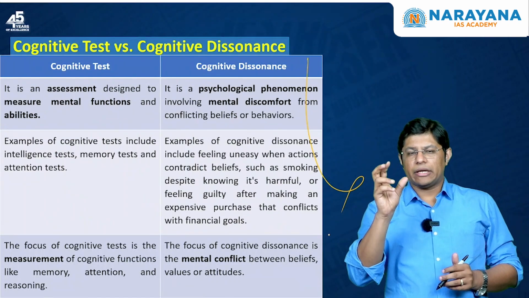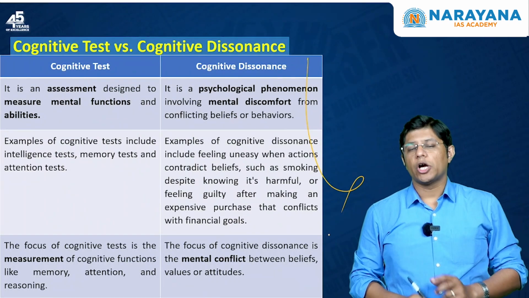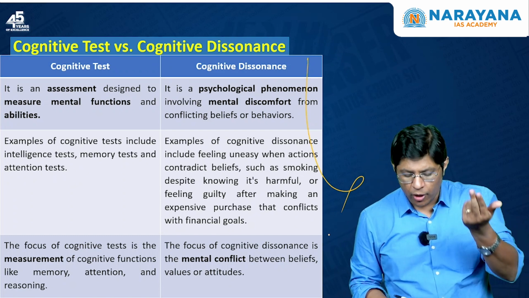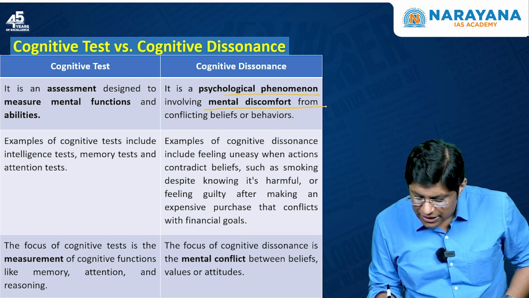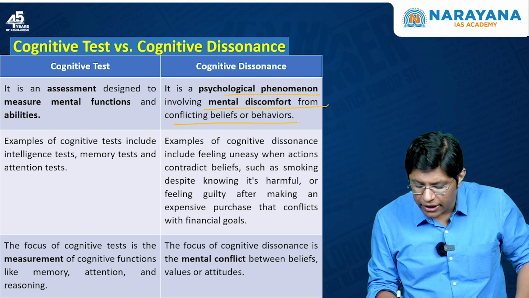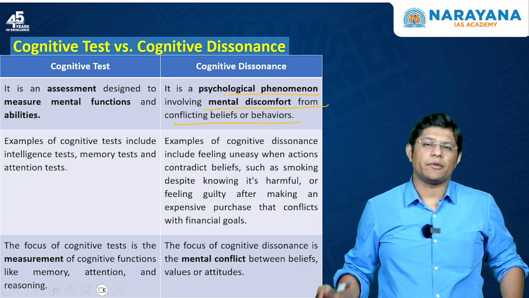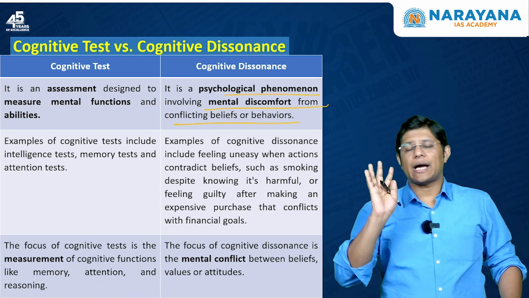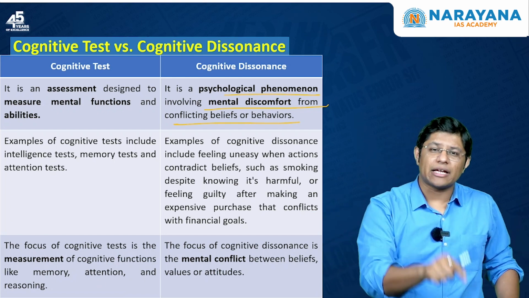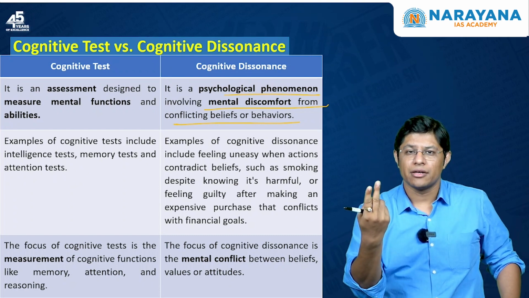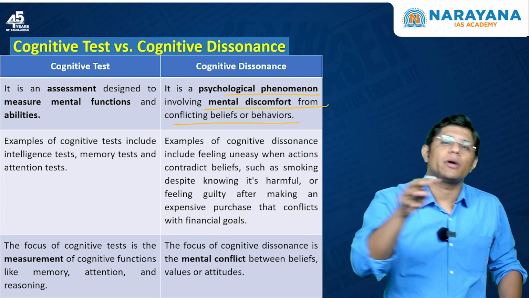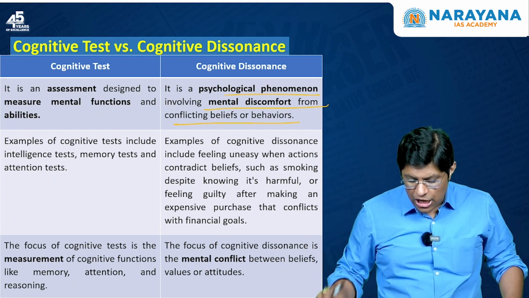there's a concept in GS Ethics Paper 4, which is cognitive dissonance. Now, what is cognitive dissonance? It is a psychological phenomenon involving mental discomfort. Why? So, you experience mental discomfort because of conflicting behaviors or beliefs. For example, I know that smoking is harmful. This is a belief that smoking is harmful. Despite the fact that I know smoking is harmful, I am smoking. So here I am actually doing an action which is against or opposite to my belief. This is known as cognitive dissonance.